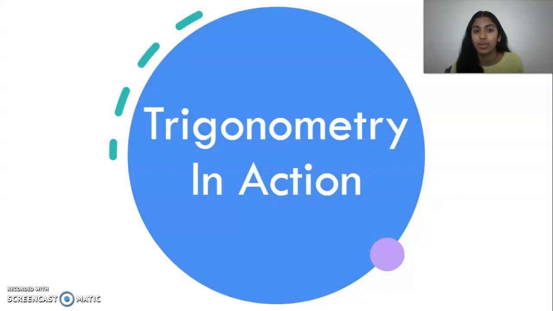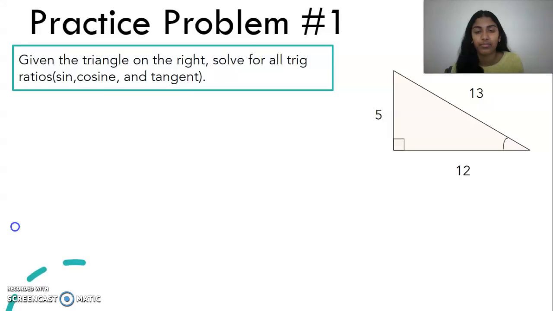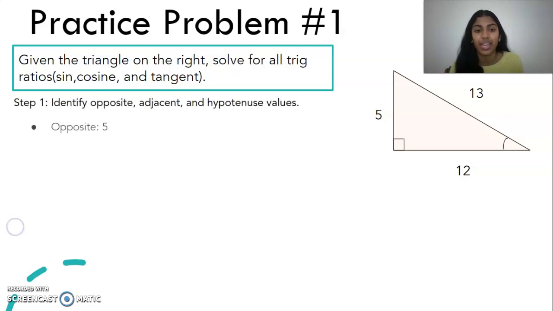Let's do some practice problems. This problem reads, given the triangle on the right, solve for all trig ratios. When they say trig ratios, they mean sine, cosine, and tangent. So first, let's identify our values. We see that our opposite value of the angle is 5, our adjacent value of the angle is 12, and the hypotenuse length of the triangle is 13.